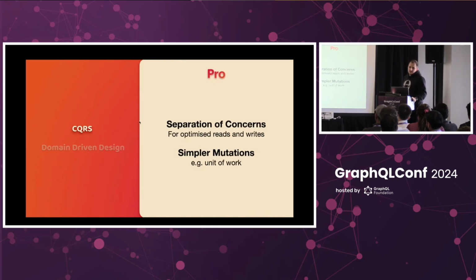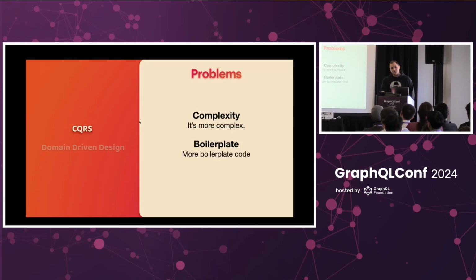The benefit of using CQRS is that you can separate these concerns and you can optimize for reads and writes. And mutations get a bit simpler because you can isolate these commands. The problem, again, is that it is more complicated, and you have more boilerplate code.